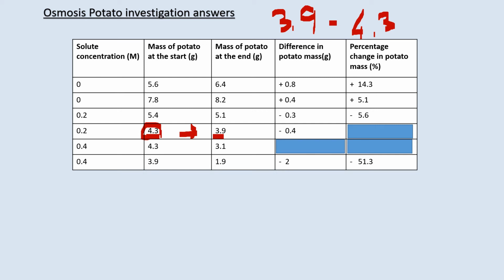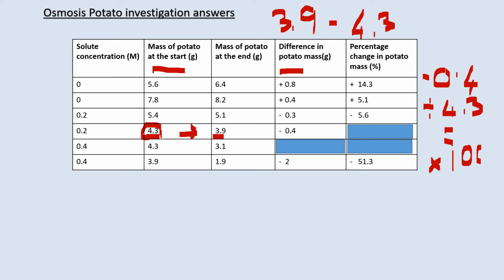So we're going to work out our percentage change. So again, that's your difference, so minus 0.4, divided by your original, which is your mass at the start, which is 4.3. Remember that lovely equals button, and then we're going to times it by 100 to make it into a percentage. So that will give us a minus 9.3%.